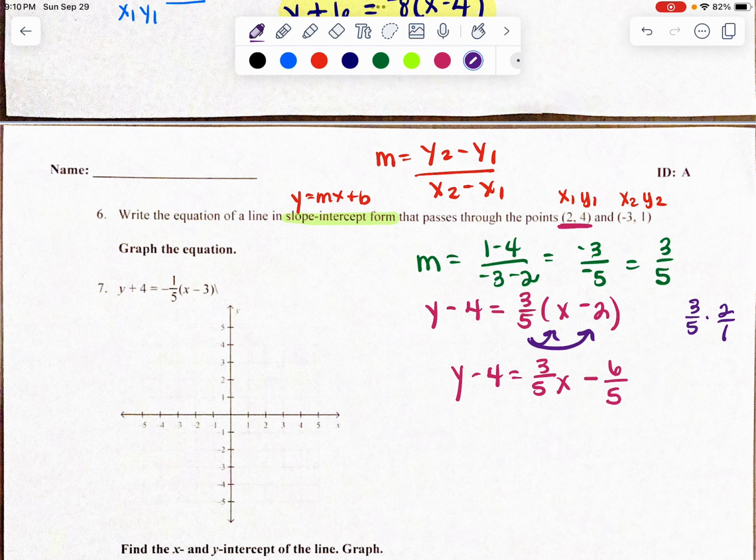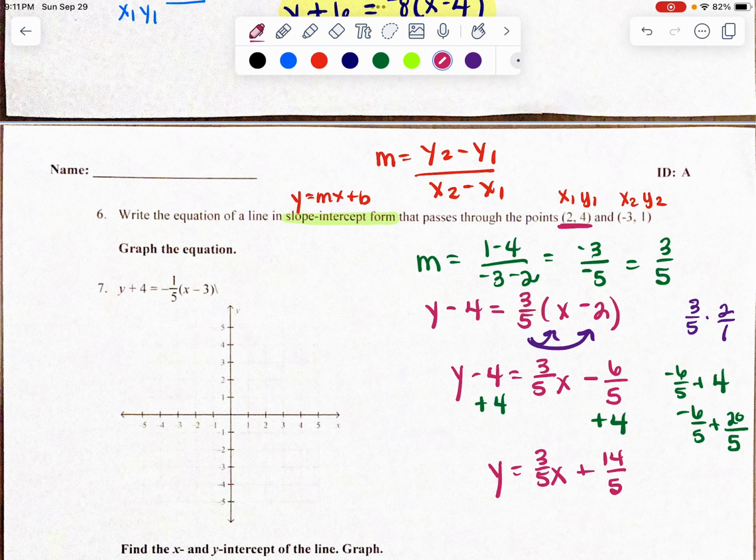All right, and then finally, in order for it to be in slope-intercept form, I do have to move that 4 over. So I'm going to add 4 to both sides. Again, this is negative 6 over 5 plus 4, which is the same thing as negative 6 over 5 plus 20 over 5, right? 20 over 5 and 4 is the same thing. So that's going to give me, not negative, but positive 14 over 5. So to make it look nice, I get y equals 3/5 x plus 14 over 5. So that is the solution to number 6.